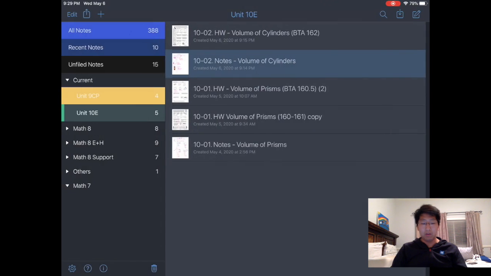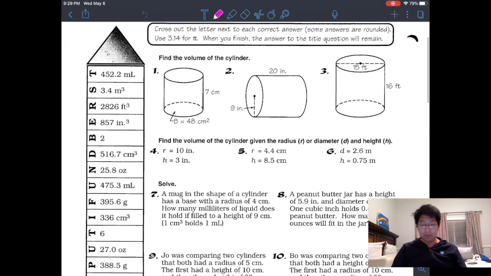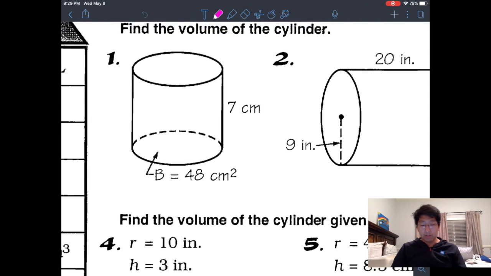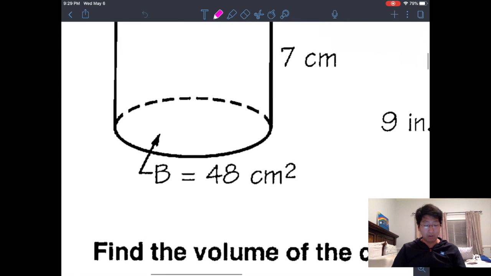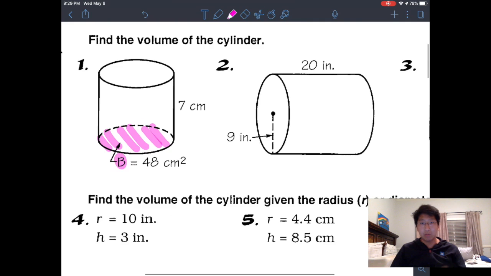Okay. Our homework assignment is right here. Notice that sometimes it gives you the area of the base already. So number 1, the area of the base. Notice that it's a capital B, and a capital B means that it is the area of the base. So that's giving us this entire portion. So that problem is just multiplying the area of the base times the height.